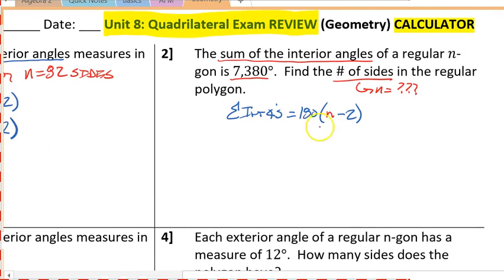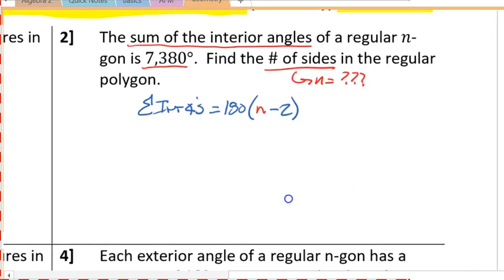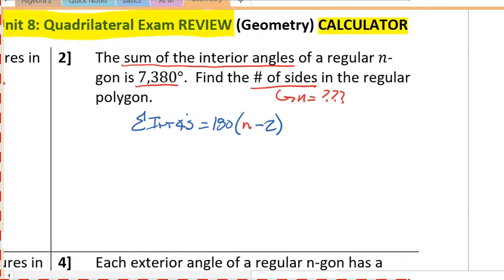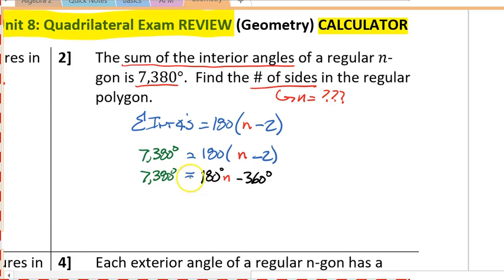The sum of the interior angles is equal to 180 times n minus 2. But now when we substitute in our known information, we know the sum is 7,380 degrees, and we're going to need to go ahead and solve for n. So we can either divide by 180 and then add 2, or distribute. I'll go ahead and distribute. 7,380 degrees equals 180 n minus 360. I'll add 360, giving us 7,740 degrees equals 180 n. So I'll divide by 180, giving us n is equal to 43 sides.